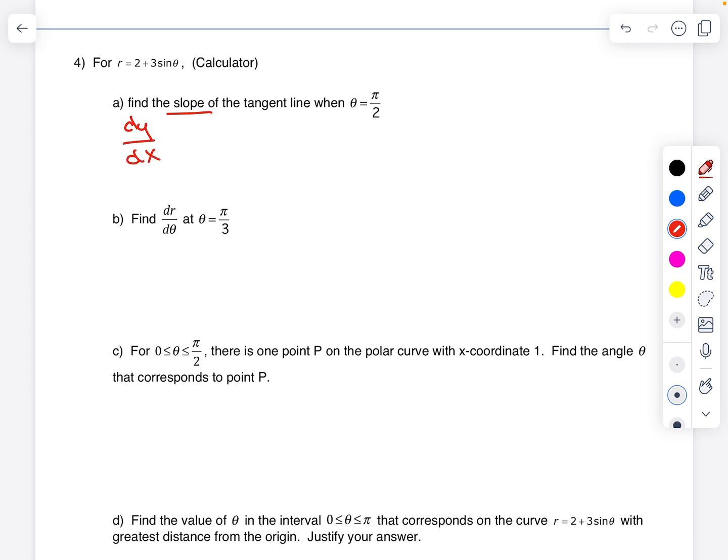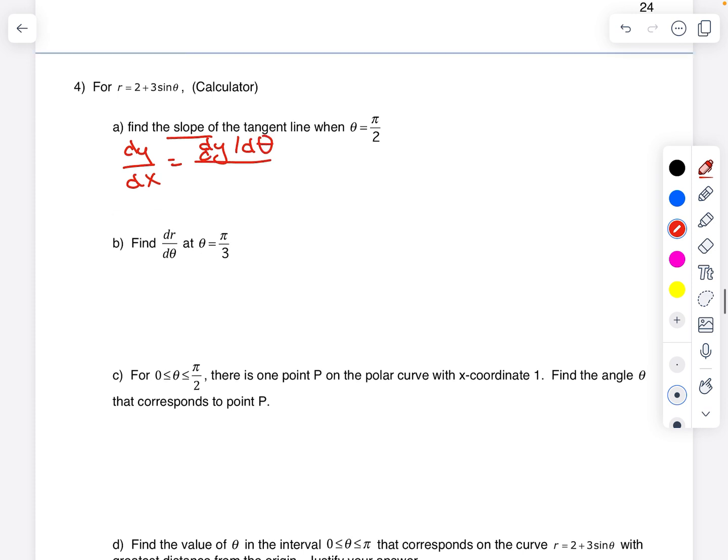Now, if you want to do this by hand, this is going to be a little bit tedious. You would have to do dy/d theta over dx/d theta, but then you have to use these equations, x equals r cosine, y equals r sine, and then do the product rule. But this is a calculator problem. So there is a dy/dx feature on your calculator in polar mode.